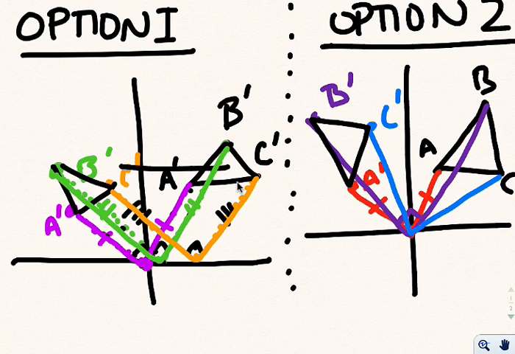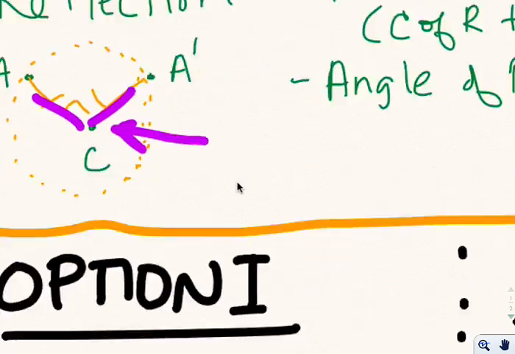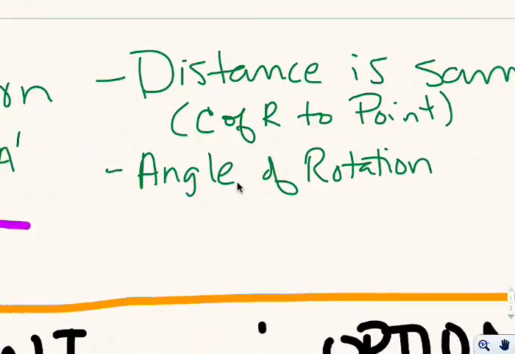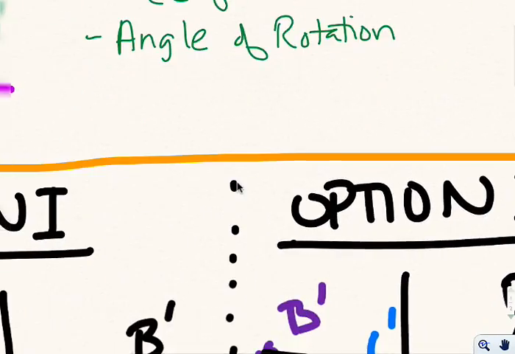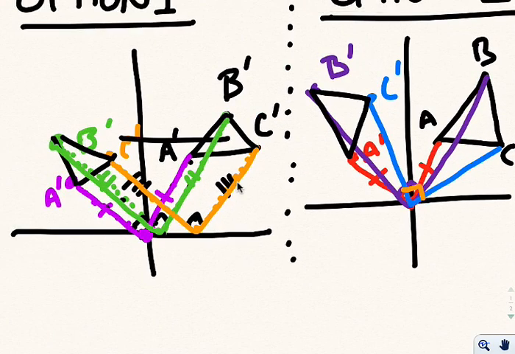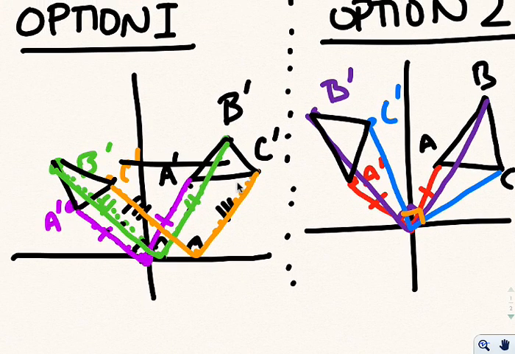Because in both cases, I'm keeping the same distance from C to the center to C prime, A to the center to A prime, B to the center to B prime, and I'm also keeping the same 90-degree angle every time. So neither one actually violates this rule, where the distance has to be the same and the angle of rotation is present, but both cannot be the way you form a rotation. So which one is it?